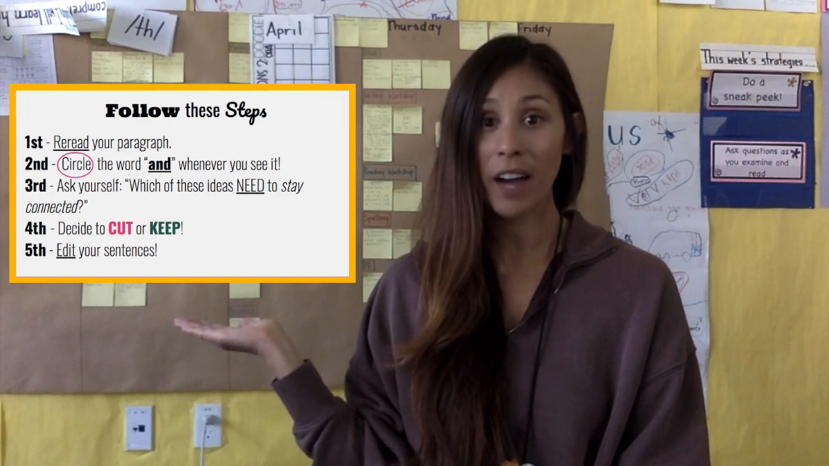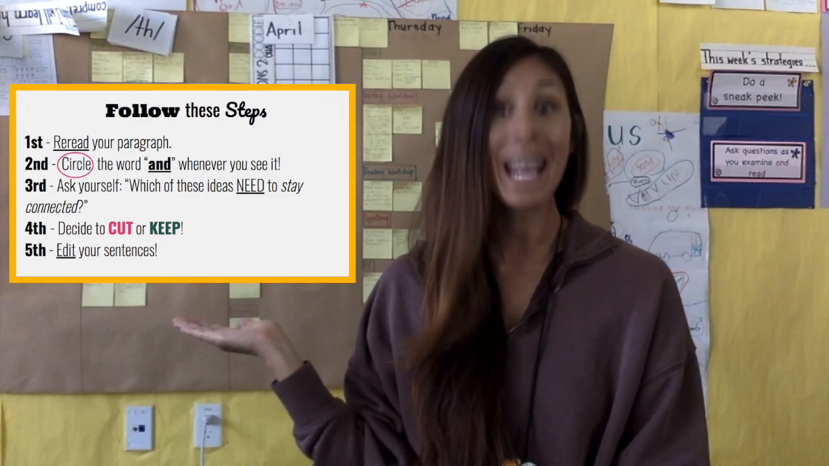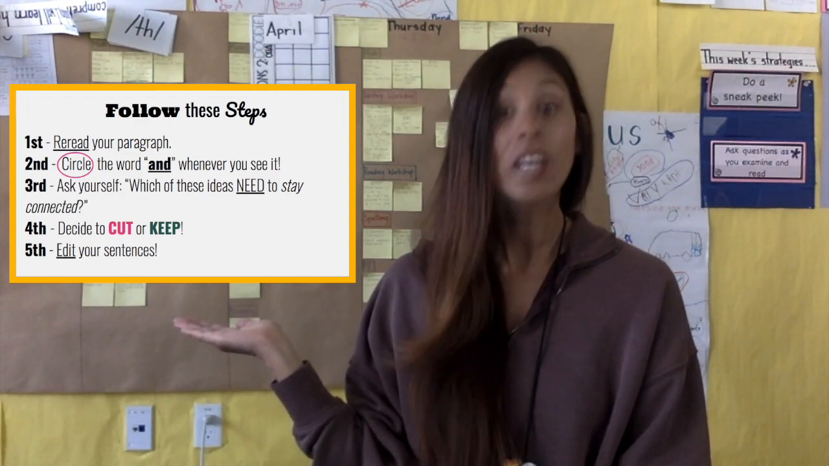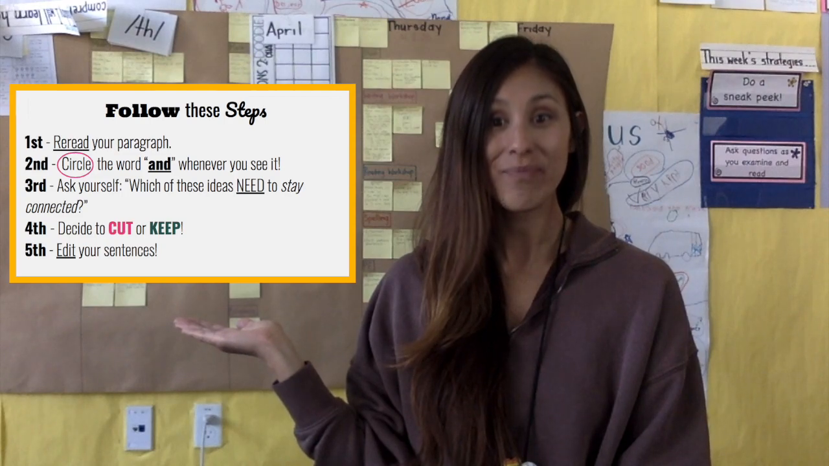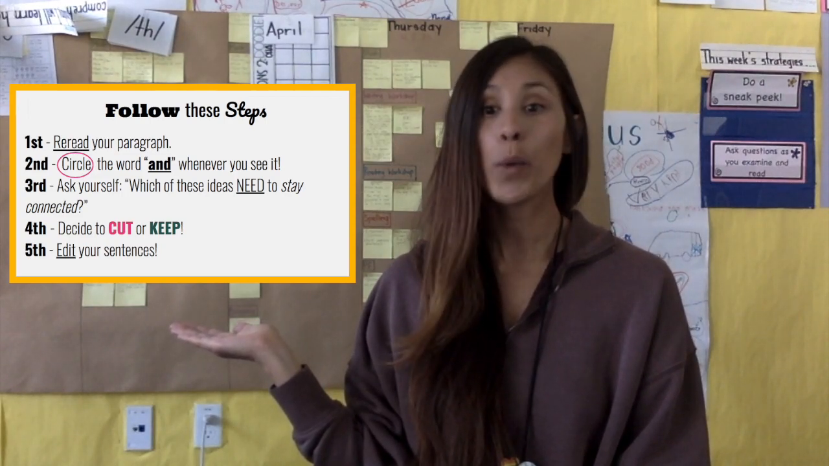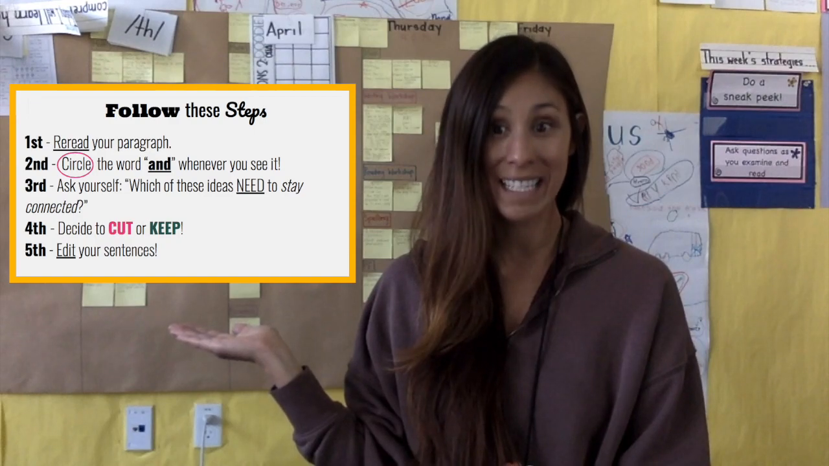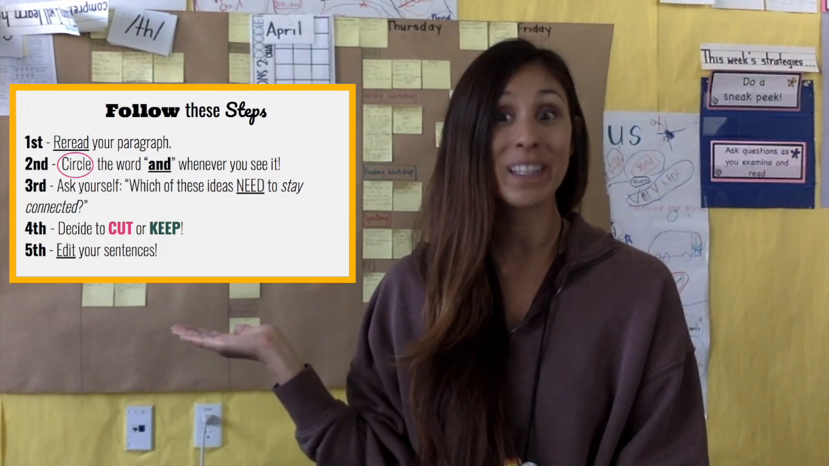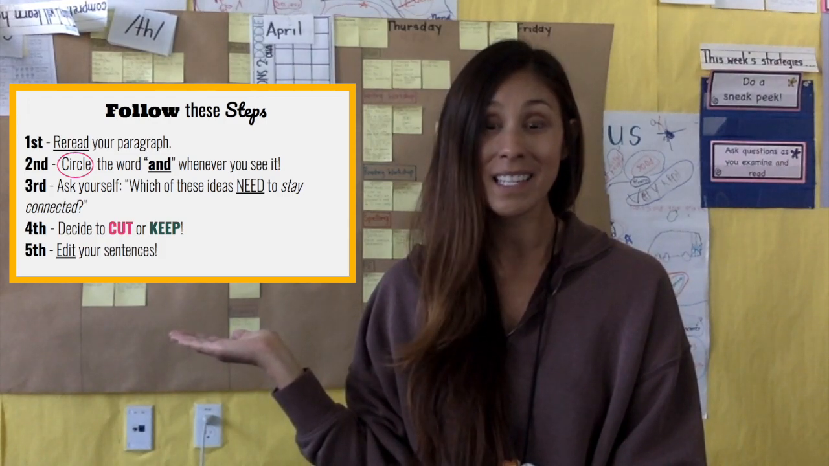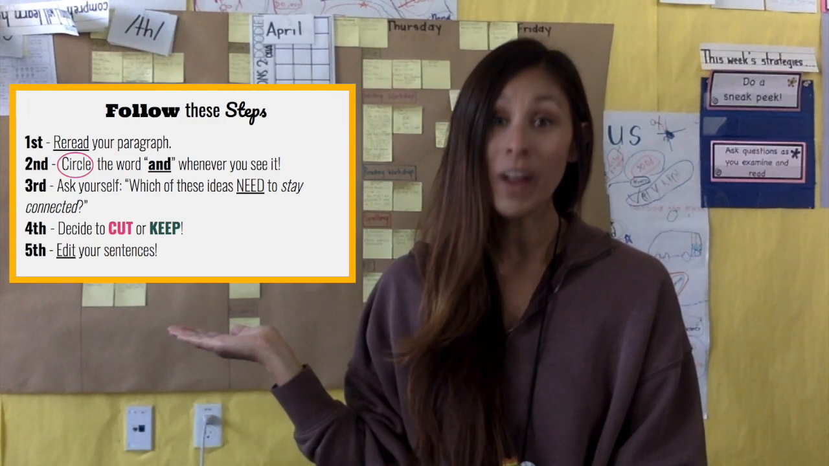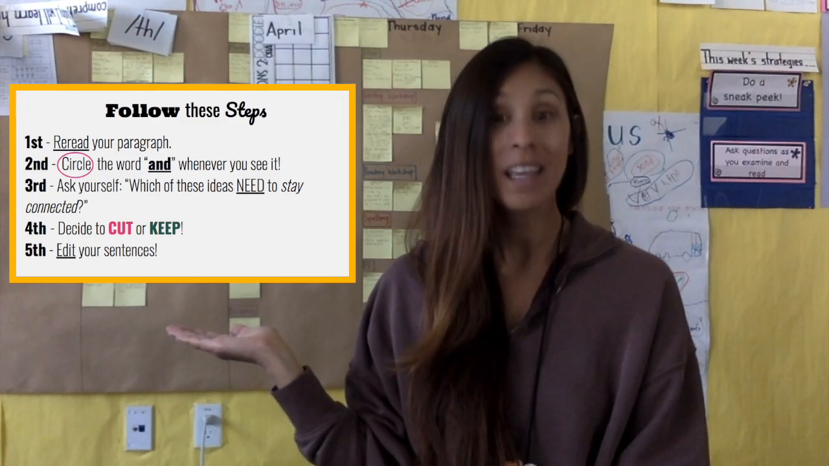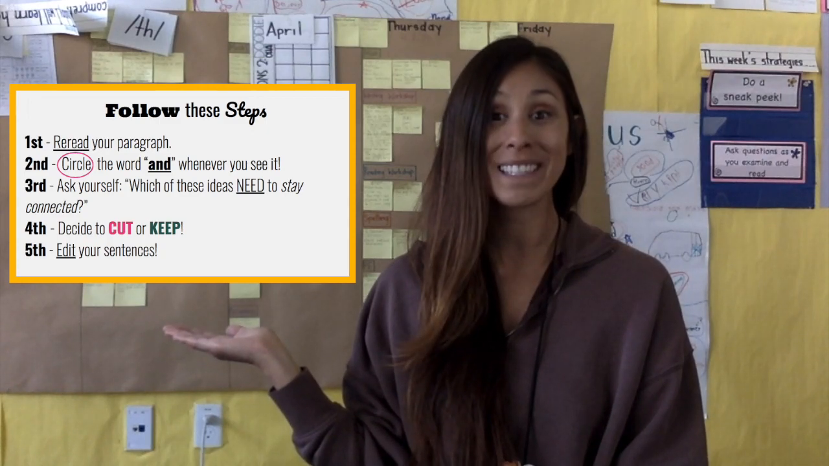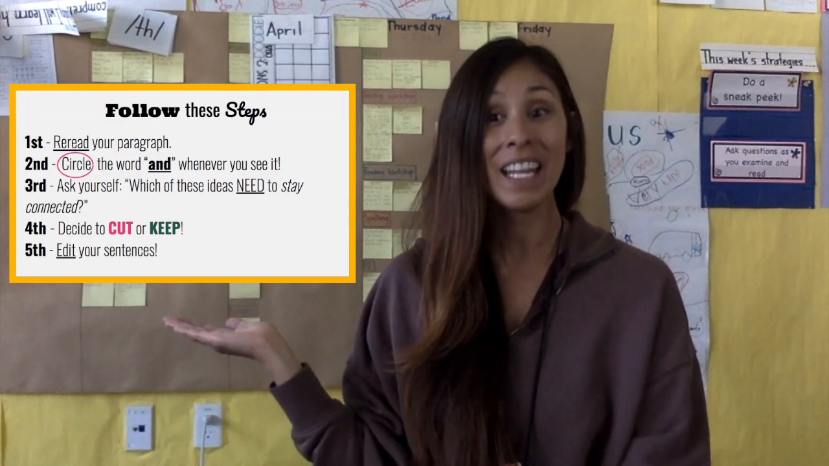As you read one paragraph at a time, circle the word "and" whenever you see it. If you'd like to use a highlighter like I did, you can also use a highlighter. Third, ask yourself, which of these ideas need to stay connected? Meaning, will the part that comes before the "and" make sense without the second part that comes after the "and"? If that is true, then you can cut the "and." If it connects the 2 parts together and they don't make sense one without the other, then you need to keep the "and."